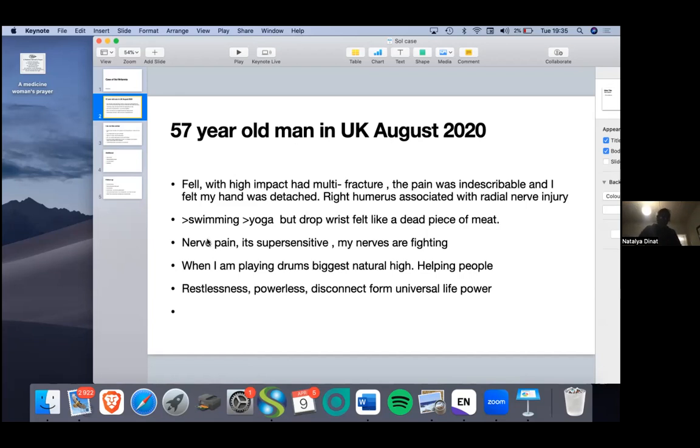I asked him how he feels, and he said he's extremely restless, powerless, and disconnected, which is another one of your words there. Almost from the beginning, he was giving imponderable words, words of soul. He said he feels disconnected from the universal life power.